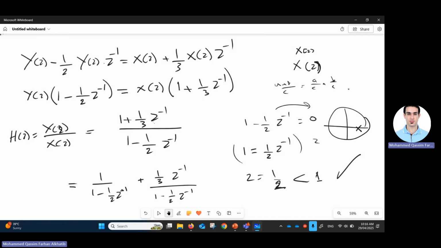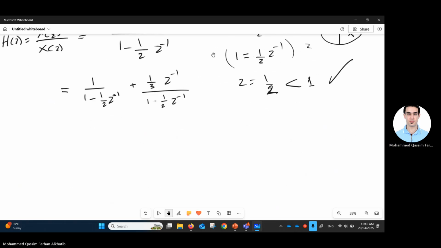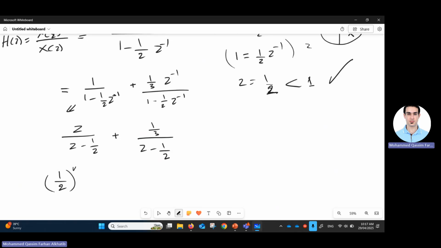So, all right. Again, we are not used to finding this z to the negative 1. So for the first expression here, times z over z. So I have z over z minus 1 over 2 plus 1 over 3 over z minus 1 over 2. So this one easily is 1 over 2 to the power n u of n.